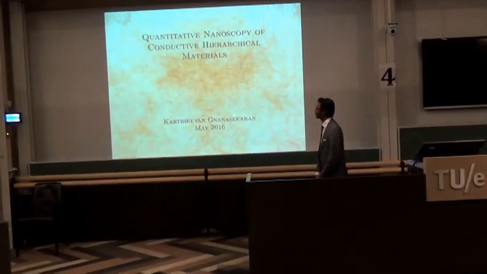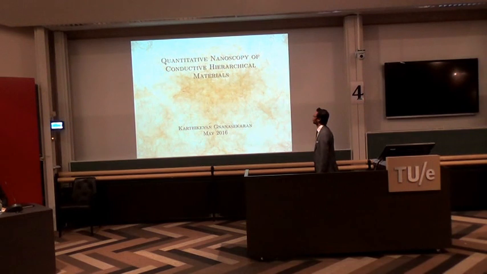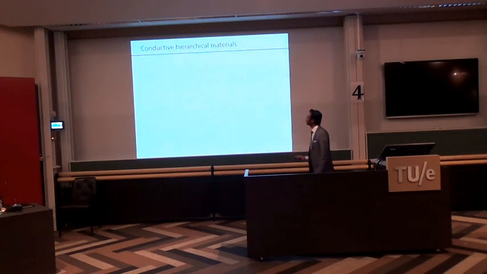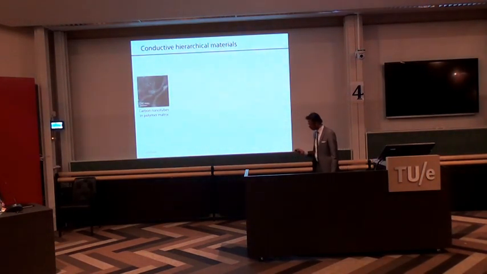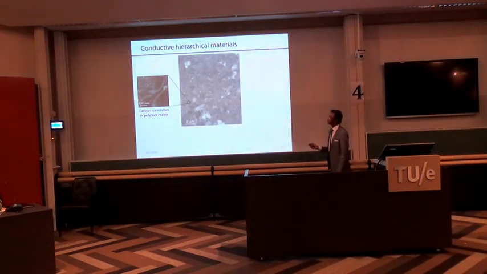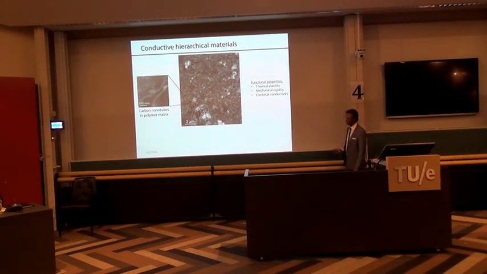For the later promoter, I will start explaining by giving a short presentation. The title of my PhD dissertation is Quantitative Nanoscopy of Conductive Hierarchical Materials. Let me explain hierarchical materials first. Hierarchical materials are made of small building units of materials which form an organized structure at increasing length scales. For instance, in this case, you can see a carbon nanotube based polymer matrix is one such example of hierarchical materials and forms an organized structure, unleashing functional properties like thermal stability, mechanical rigidity, and electrical conductivity.